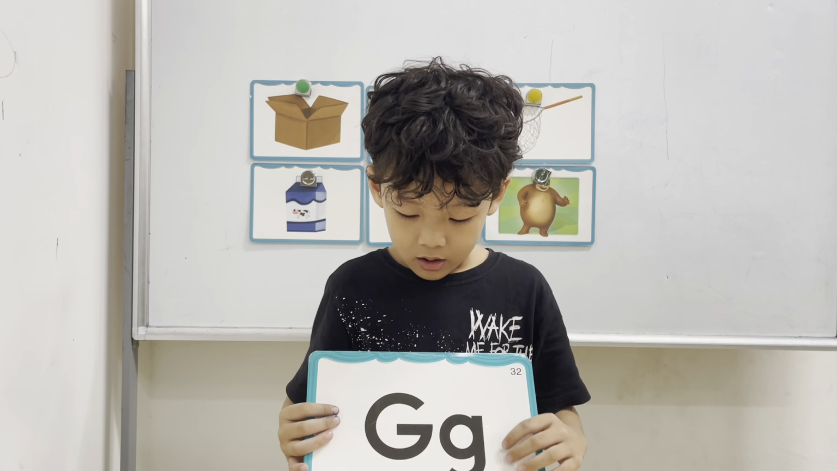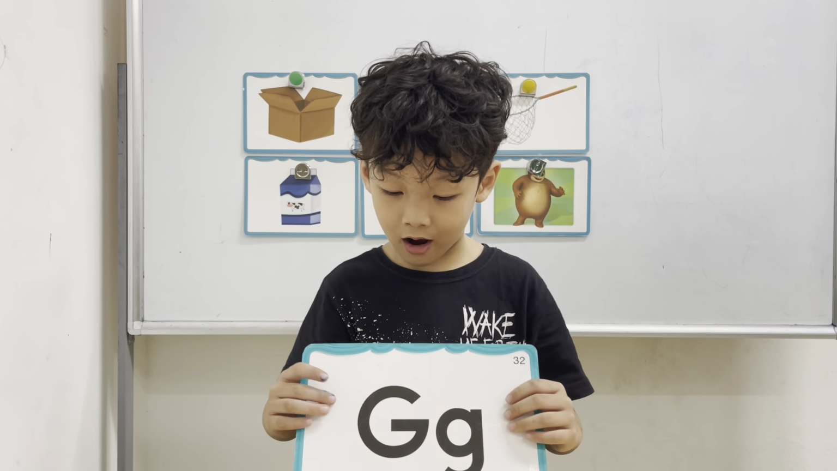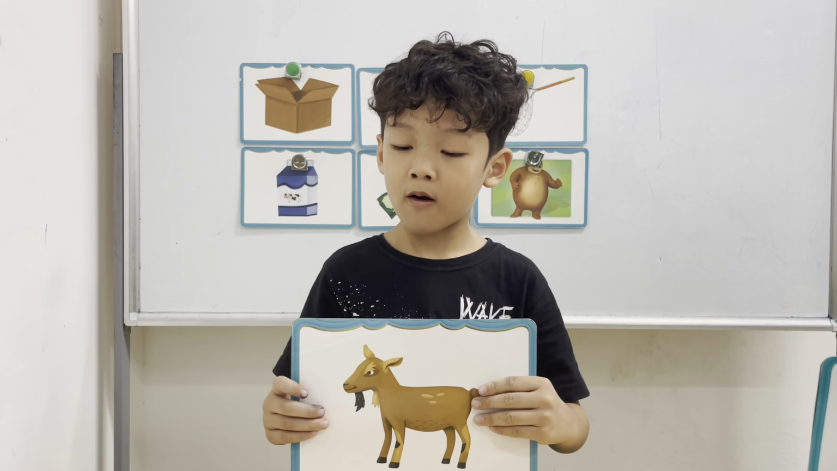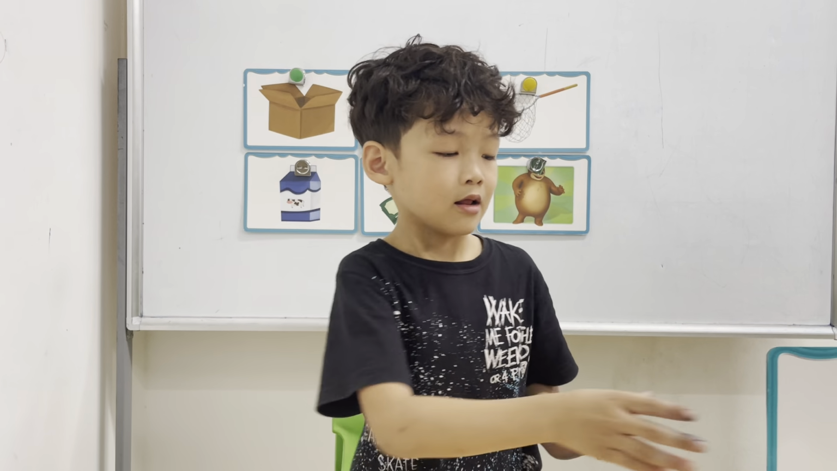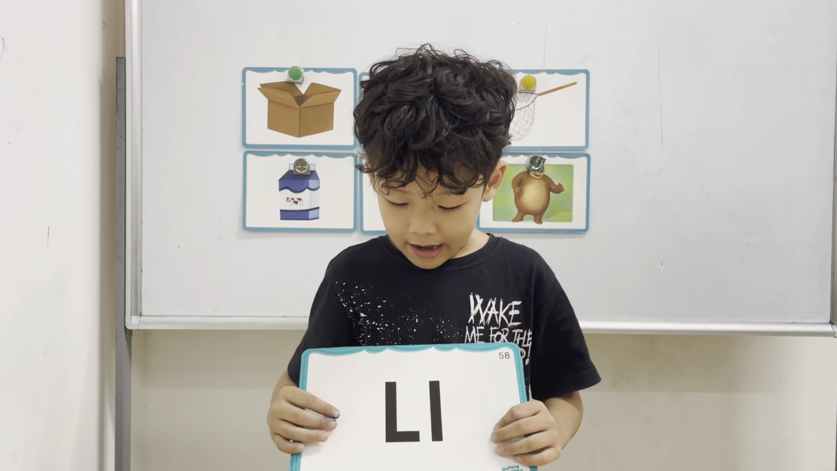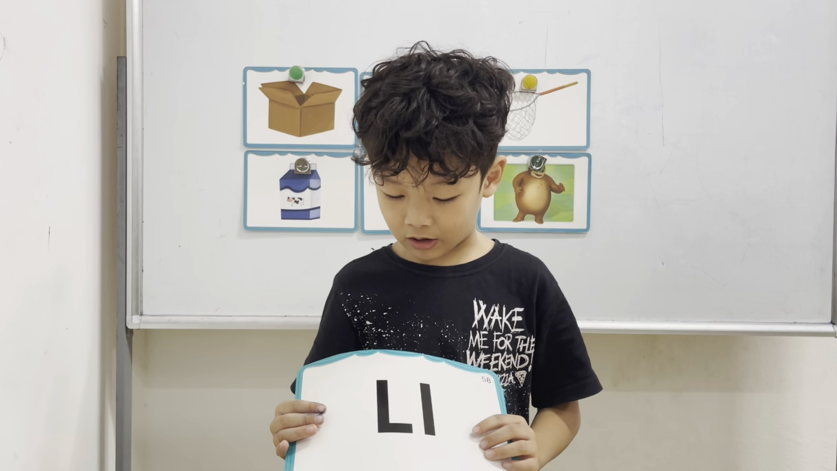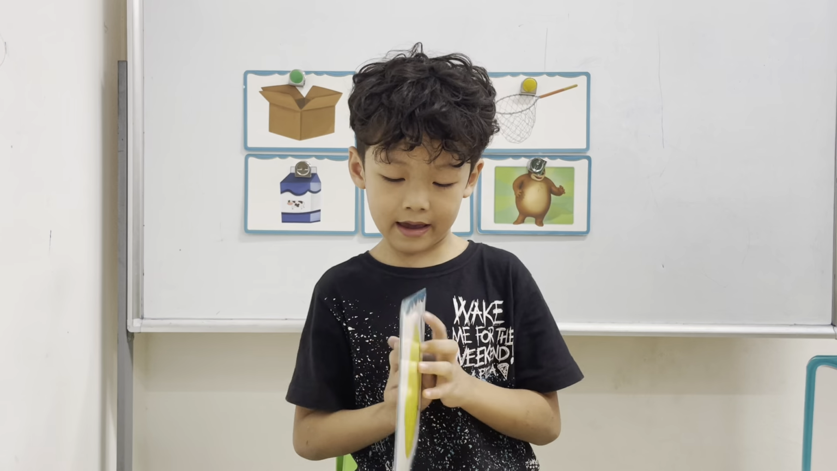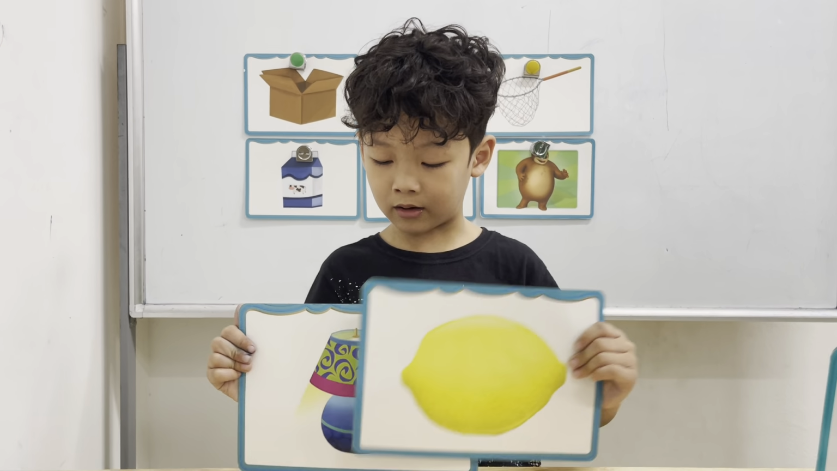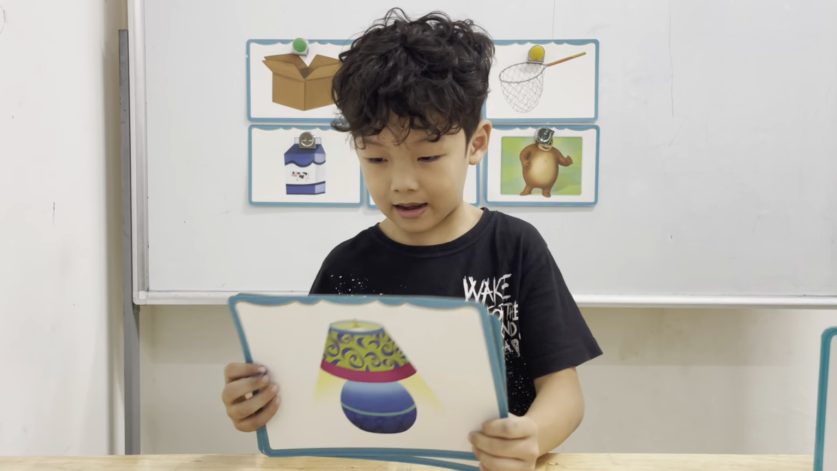Letter Z. Z is for goat. Z is for gorilla. Letter L sound. L is for lemon. L is for lamp.